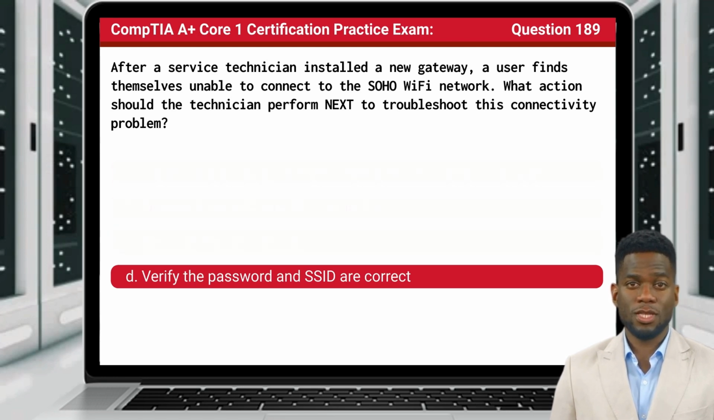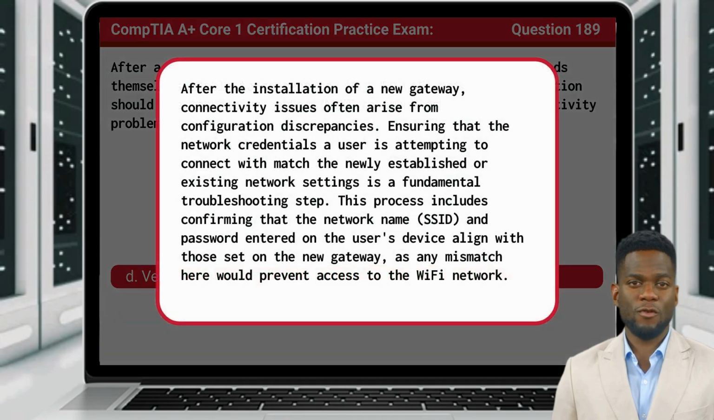The answer is D. Verify the password and SSID are correct. After the installation of a new gateway, connectivity issues often arise from configuration discrepancies. Ensuring that the network credentials a user is attempting to connect with match the newly established or existing network settings is a fundamental troubleshooting step.